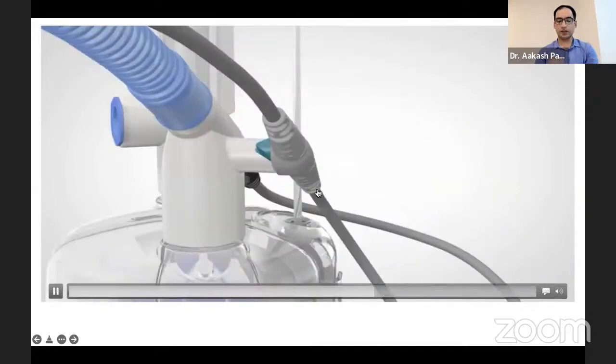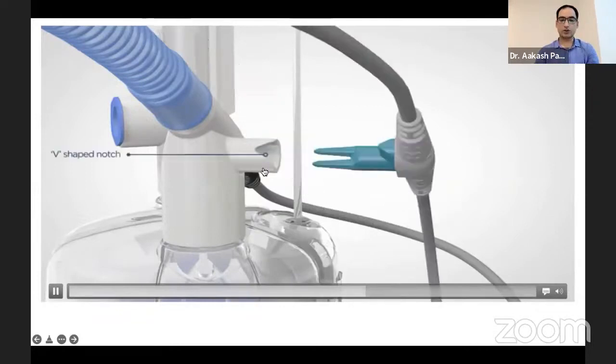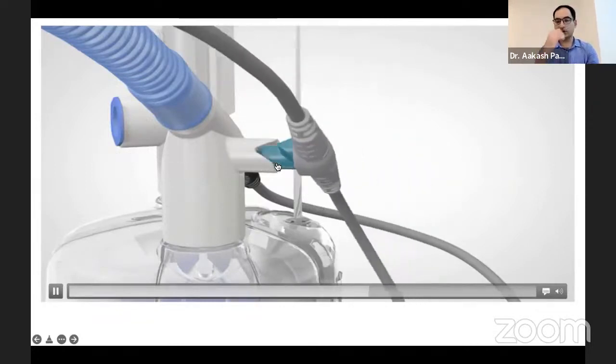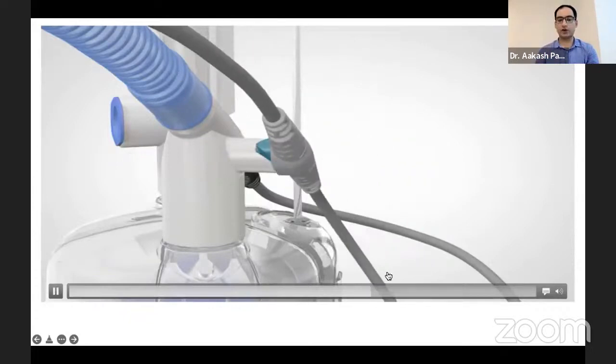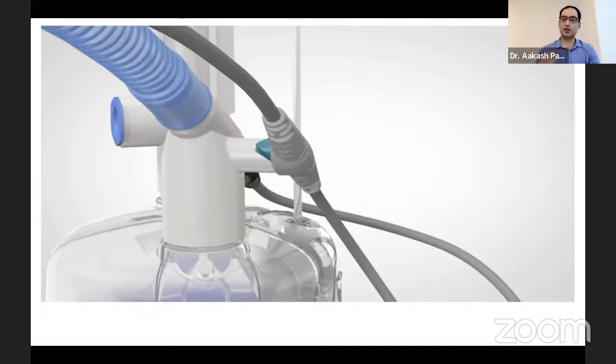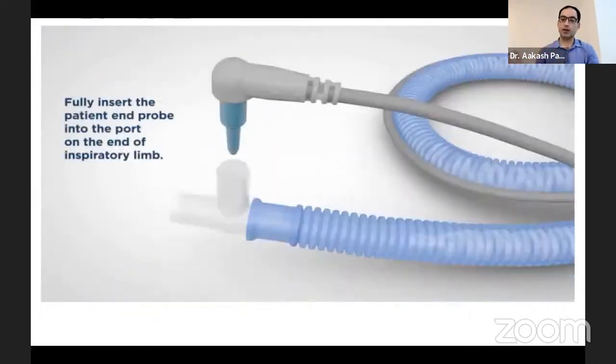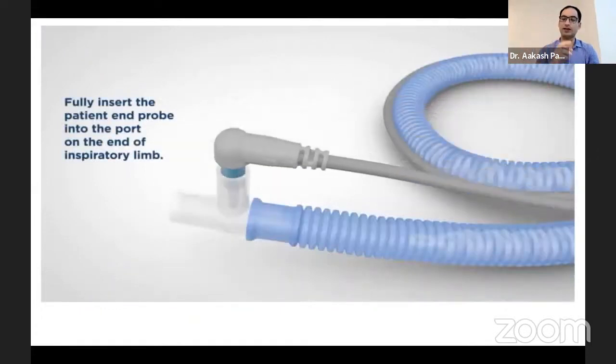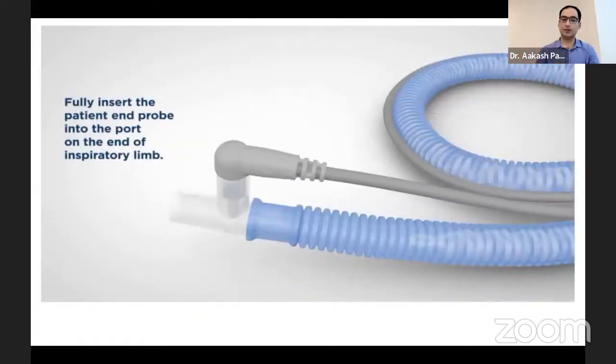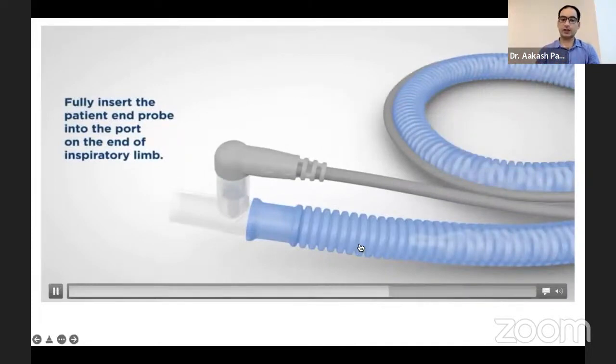So the other part of the circuit, that is the hinge joint, goes into this V-shaped notch to pick up the chamber temperature, and the other part of this wire then goes to the inspiratory limb, which completes the circuit. So whatever temperature is in the inspiratory limb, if it is not adequate, the feedback will go to the heating chamber, and it will increase the temperature till we get the desired temperature in the inspiratory limb. So this completes the circuit.